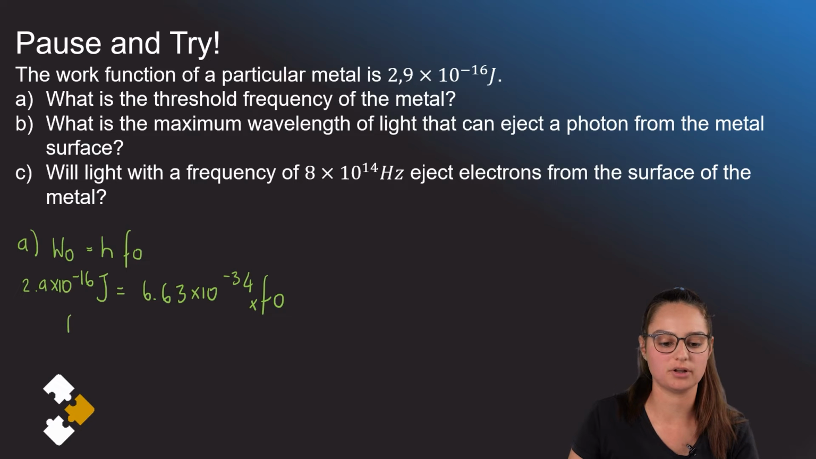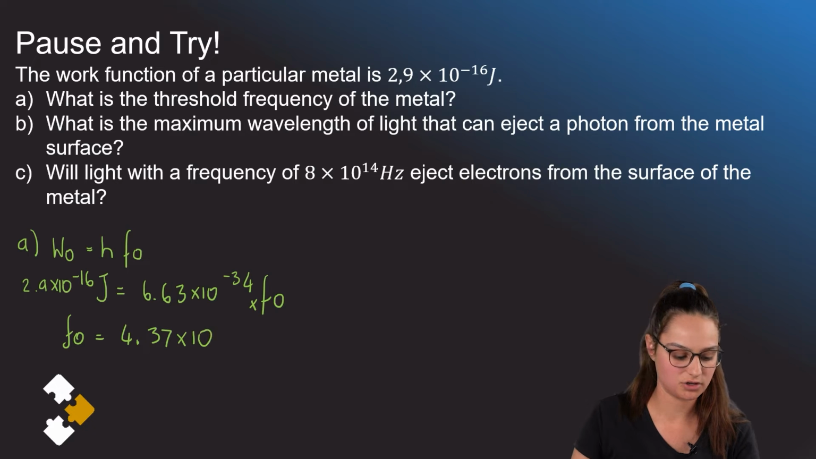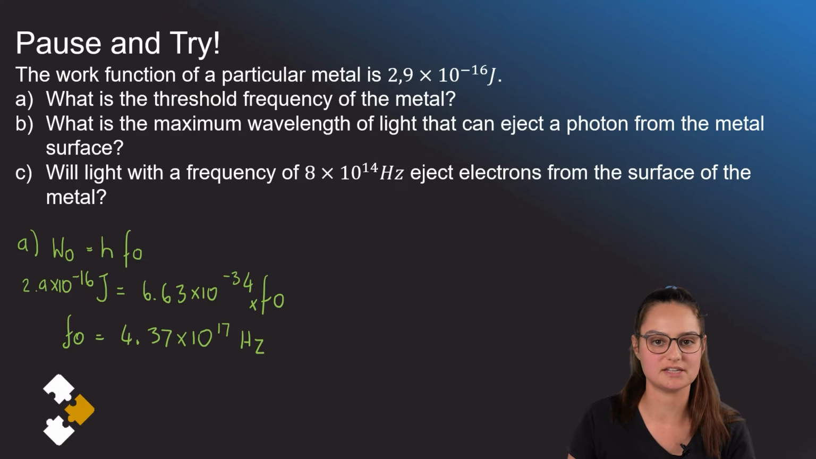So if we do a little bit of rearranging, you should get that the threshold frequency is equal to 4.37 times 10 to the 17 hertz. Remember that frequency is always measured in hertz. Right, let's move on to B.